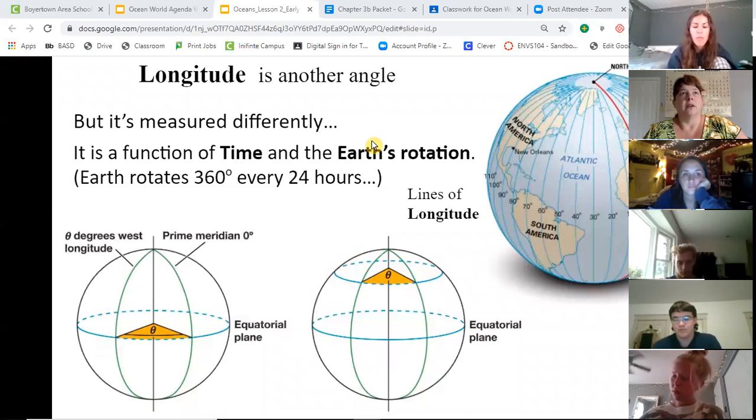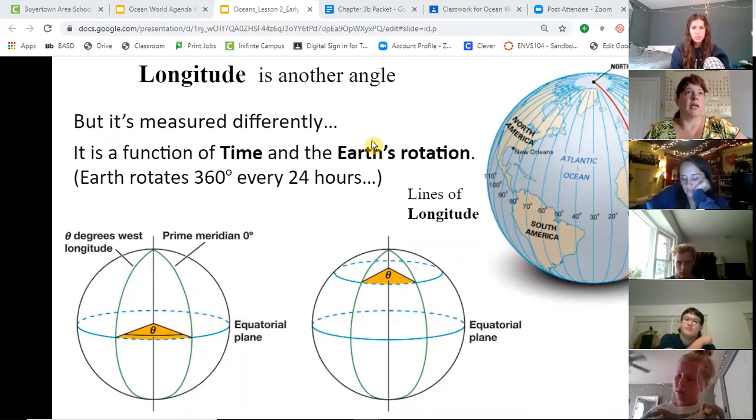Longitude is a little bit different. It is another angle that is measured, but it is measured from a reference line rather than the center of the Earth. So there is no equator running north and south, so they had to come up with a line that they could use as a reference line. This line is called the prime meridian, and they have designated that as 0 degrees longitude.